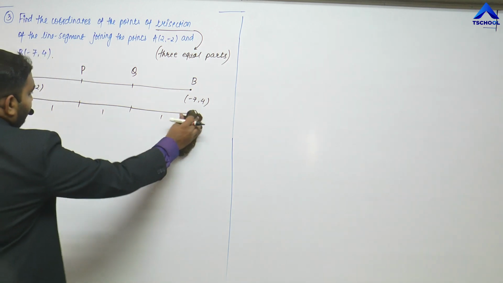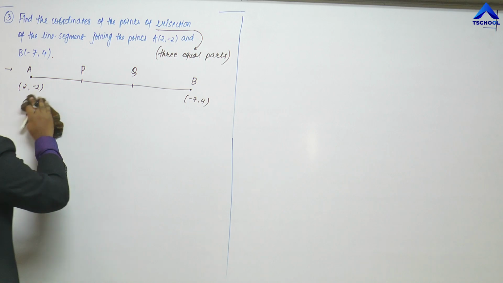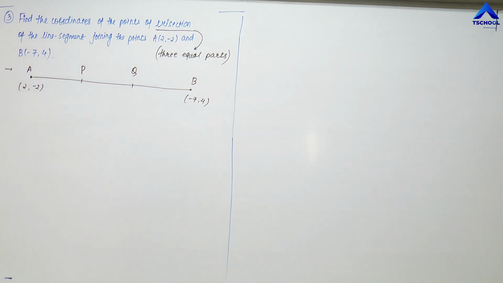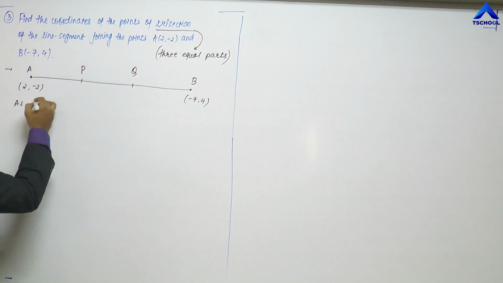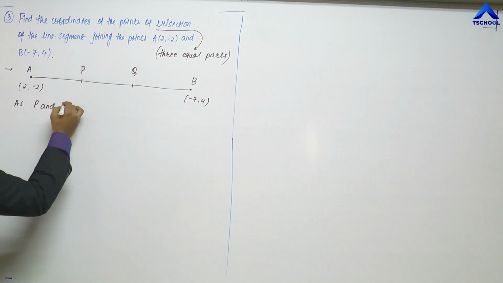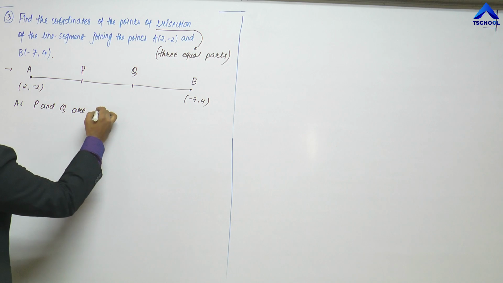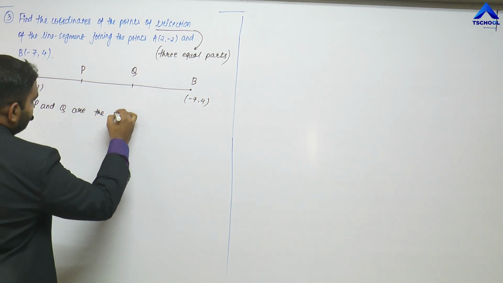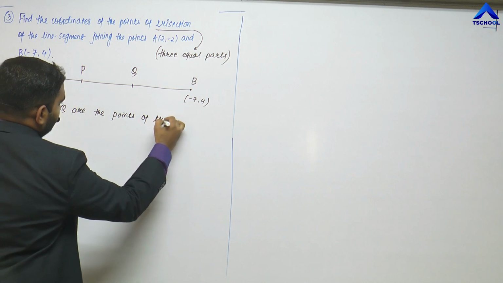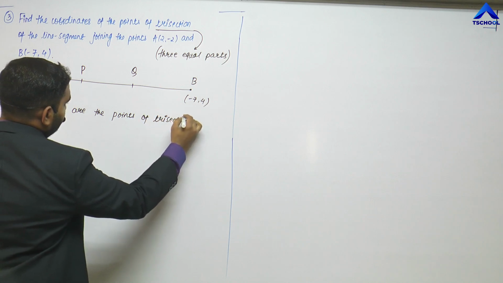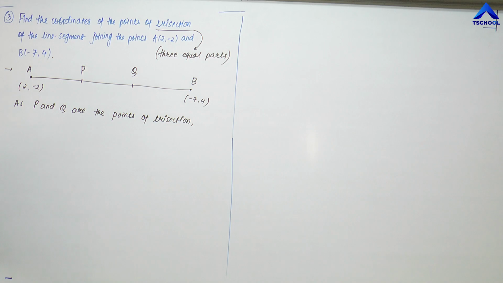So this is how you can say that the division of the line segment occurs. Okay, so if these parts are equal here, as P and Q are the points of trisection, what can we say?